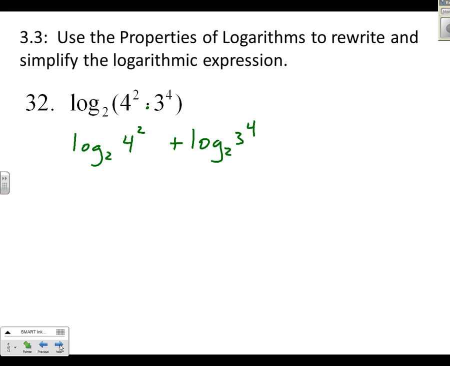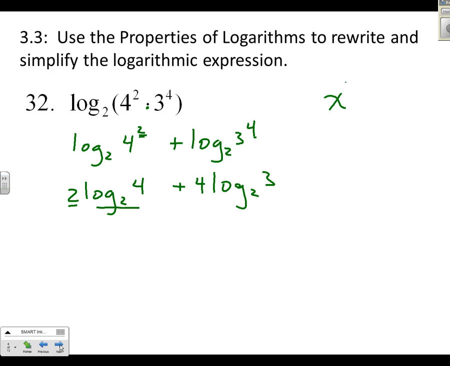And I could change 4 squared into 16, but I might as well introduce another property that says I can pull this exponent 2 out in front, make that 2 log base 2 of 4, and I can pull this 4 out in front, make this 4 log base 2 of 3. You may reference back to previous statements and say, okay, so what we're really doing is taking our exponent 2 here and multiplying it by an exponent. When do we multiply exponents?